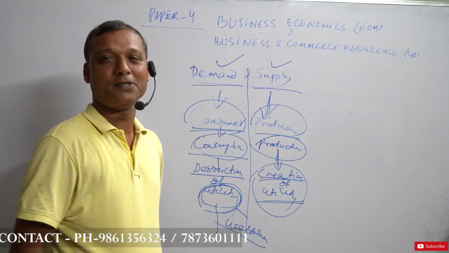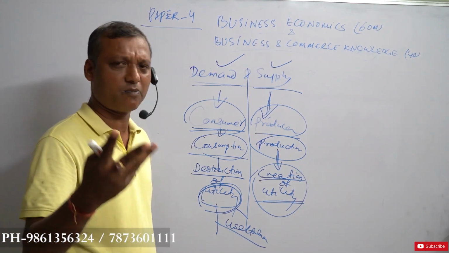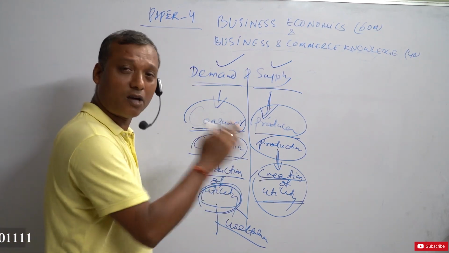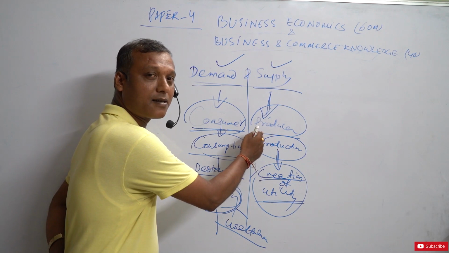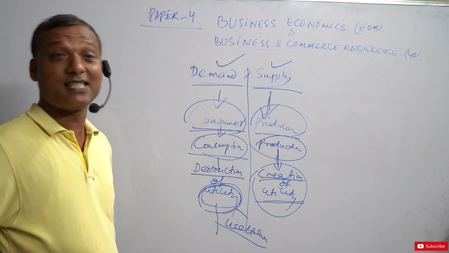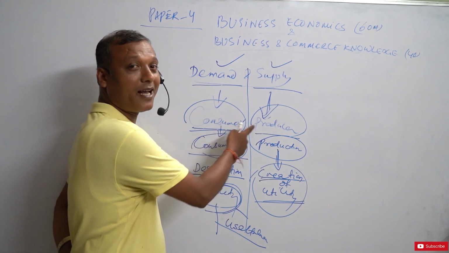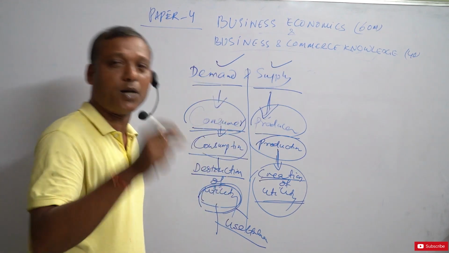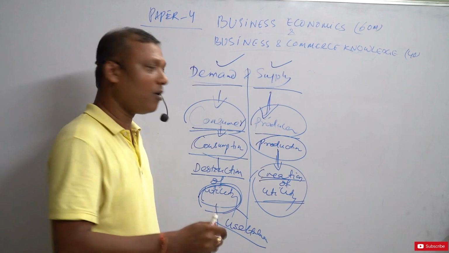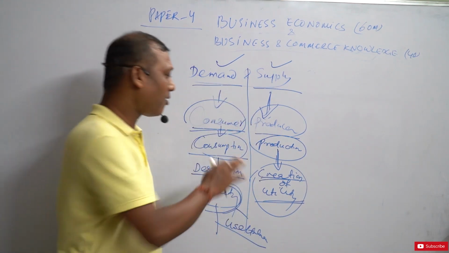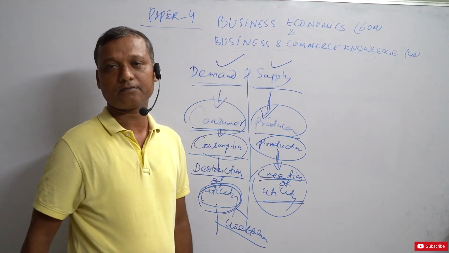So you should remember this very interesting point: all consumers are not producers, but all producers are consumers. When you are born, you are a consumer, you are not a producer. Why do I tell you that all producers are consumers, but all consumers are not producers?